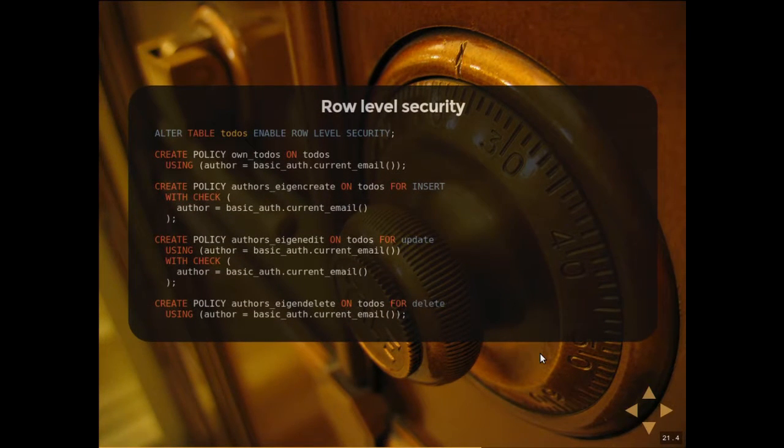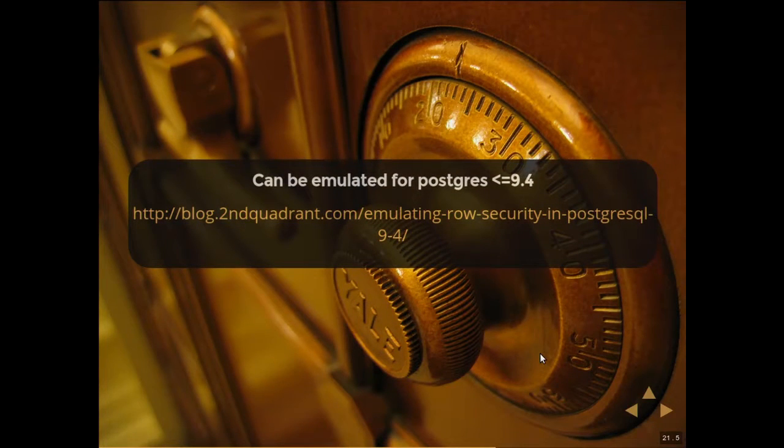We also implement the concept of row-level security in Postgres. It means that users using the same table don't step on each other's toes. They don't do a CRUD on other users' rows. Though row-level security is possible only in 9.5, we can emulate it in versions prior to that. It's detailed in this blog post.